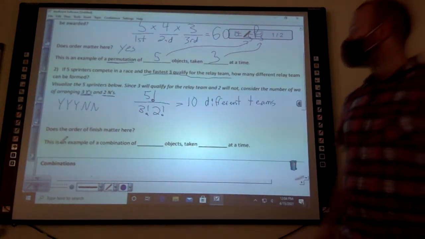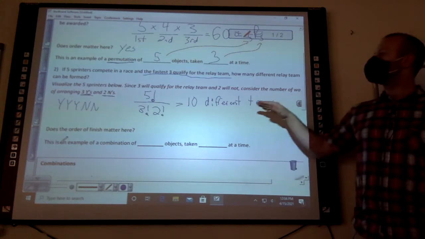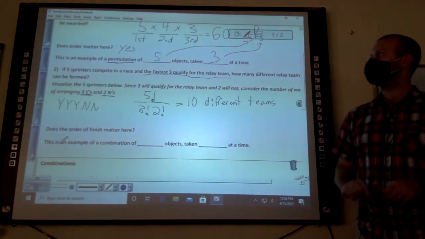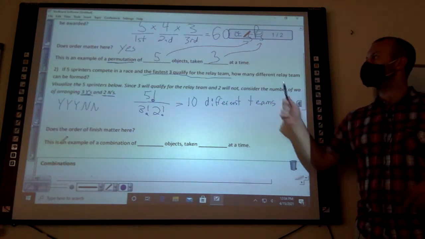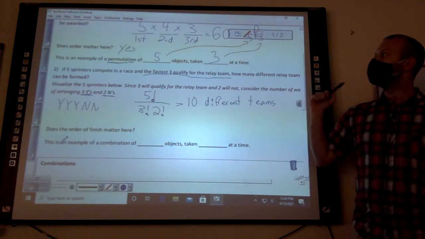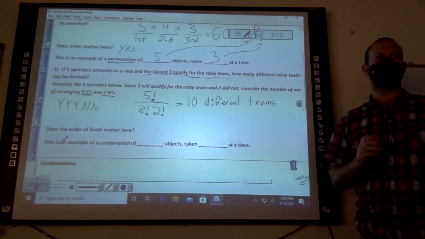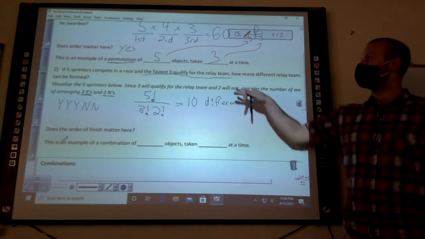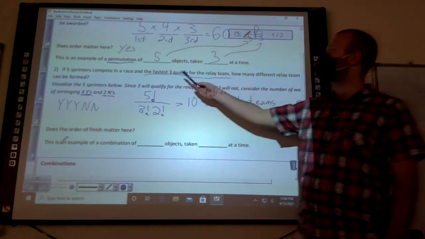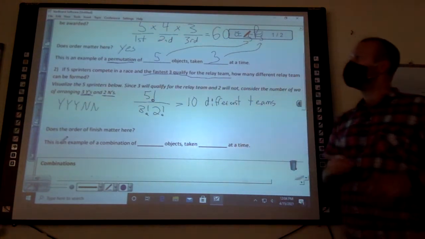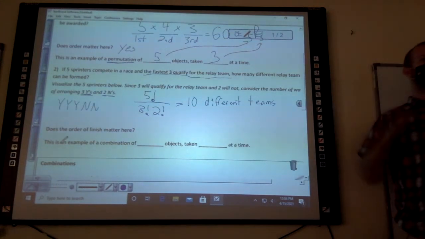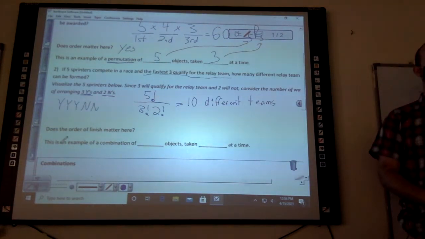So in this case, does the order matter? If a person comes in first or third, does it make a difference for them? Which case is it? In the one we're dealing with here, it says the fastest 3 qualify for a relay team. So it doesn't matter if you were in first or third in this case? No.